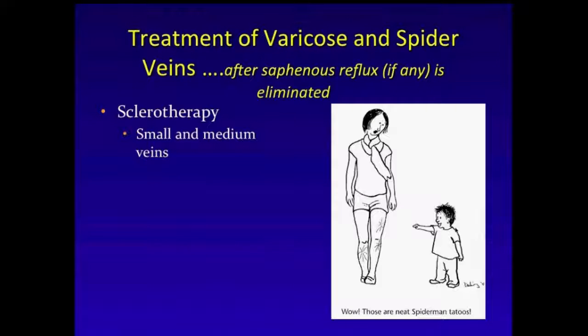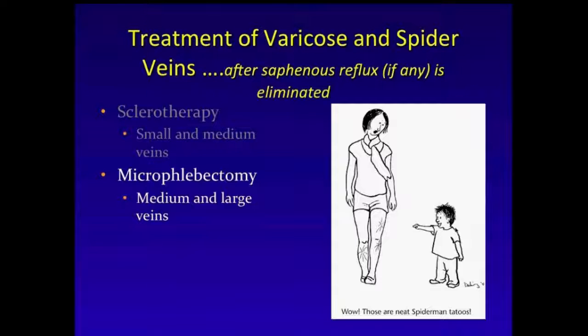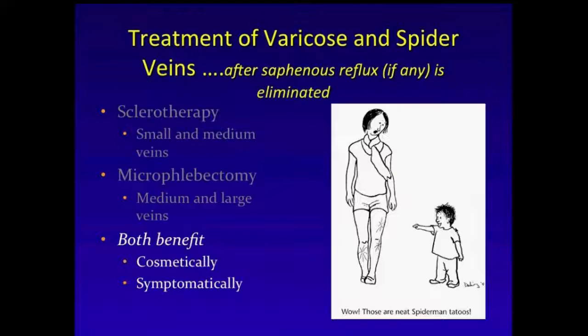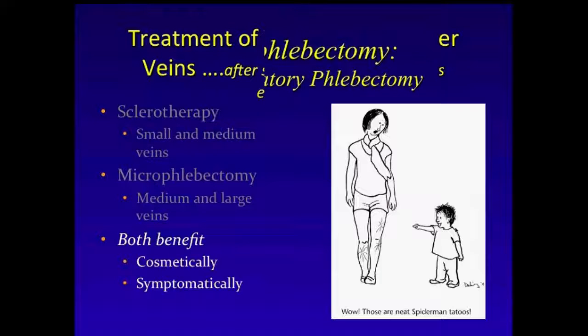So what do we do with the varicose veins now that we've gotten rid of the saphenous vein reflux, or if the saphenous vein reflux didn't exist in the first place? Well, I think for small and medium veins, sclerotherapy is the best approach. But even for large veins, you can do sclerotherapy. It just becomes more work and a little bit more challenging. For medium and large veins, microphlebectomy is a really good approach, and we'll talk about that. Both benefit the patient cosmetically and symptomatically.